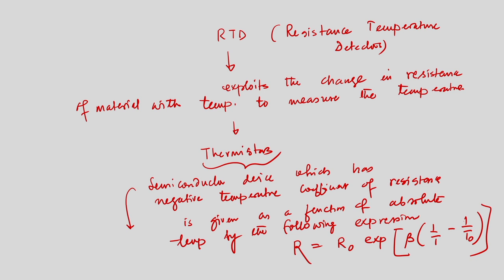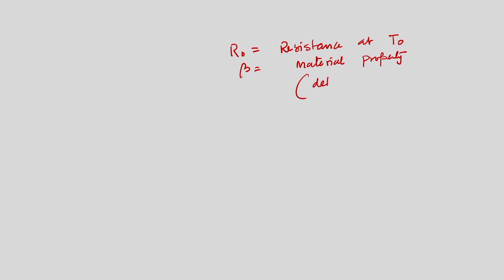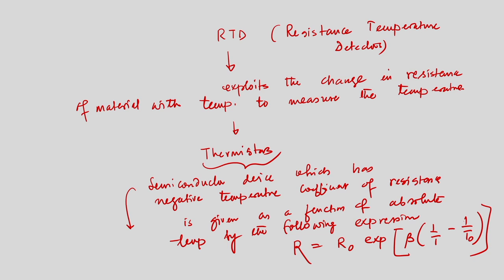Now, in this expression, R naught is the resistance at T naught, and beta is a material property which is determined experimentally. So the resistance R, which is given in the previous slide, is a function of the absolute temperature through this relationship, R naught is the resistance at T naught, and beta is a material constant.